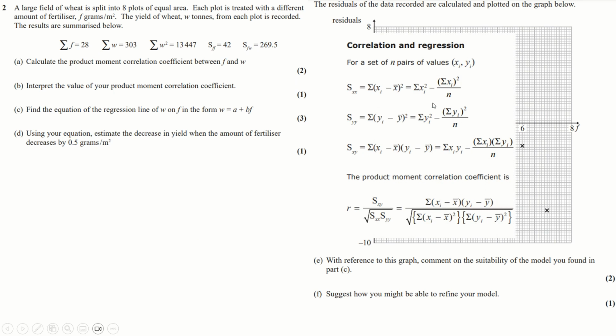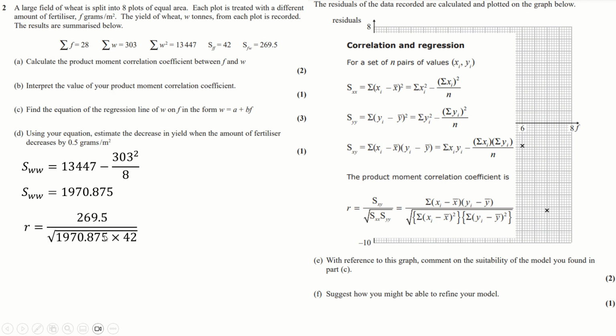We can just use this formula for that. It's going to be this one here, take away this one all squared, divided by 8, I think is the number here. We put that in a calculator, we get this. And so then, of course, we can just do r as this one divided by the root of the two here. And we get this here, apparently.